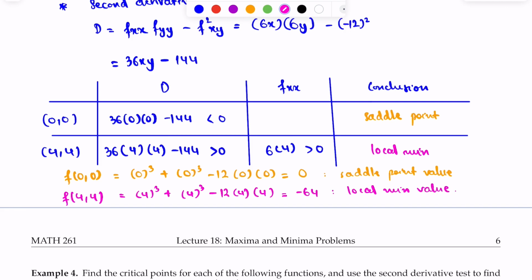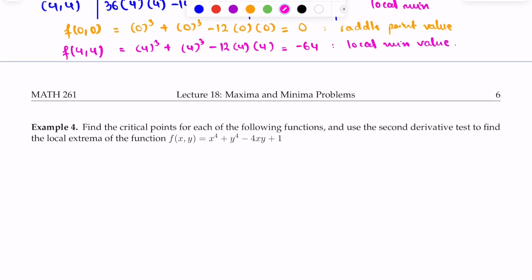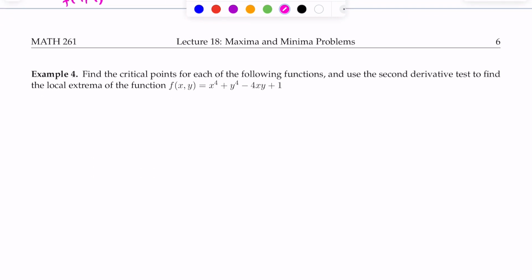Now we're going to move on to the last example of this section. You are given a function of the form f(x, y) equal to x to the 4 plus y to the 4 minus 4xy plus 1. You are asked to find the critical points of the function and use the second derivative test to find the local extrema of the function. Similar to the last two examples, the first thing that we need to do is to find critical points.